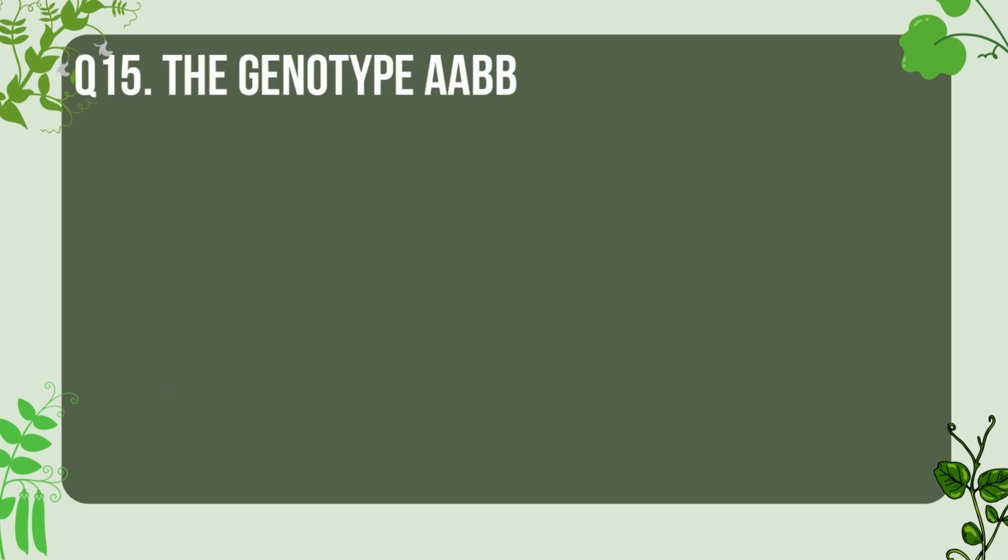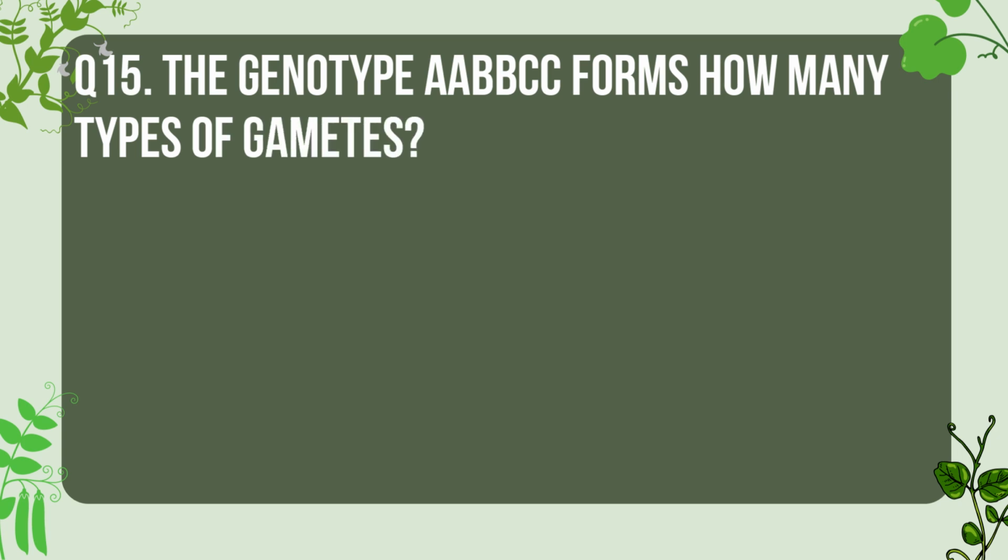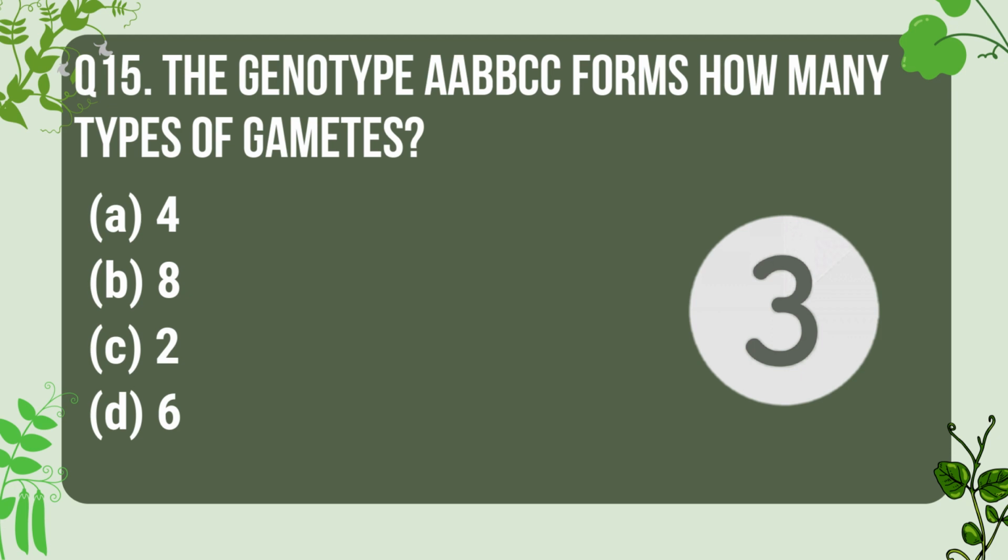The genotype AABBCC forms how many types of gametes? A. 4. B. 8. C. 2. D. 6.